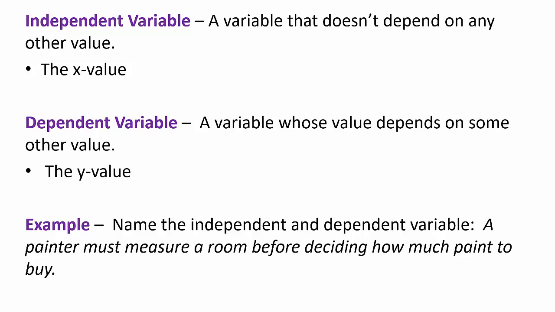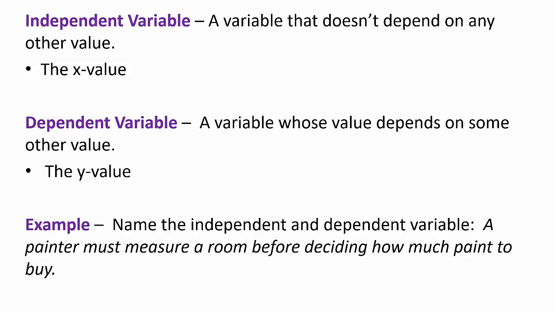So for example, name the independent and dependent variable. A painter must measure a room before deciding how much paint to buy. So the independent variables are the measures of the room. They don't depend on anything else. They simply are what they are.